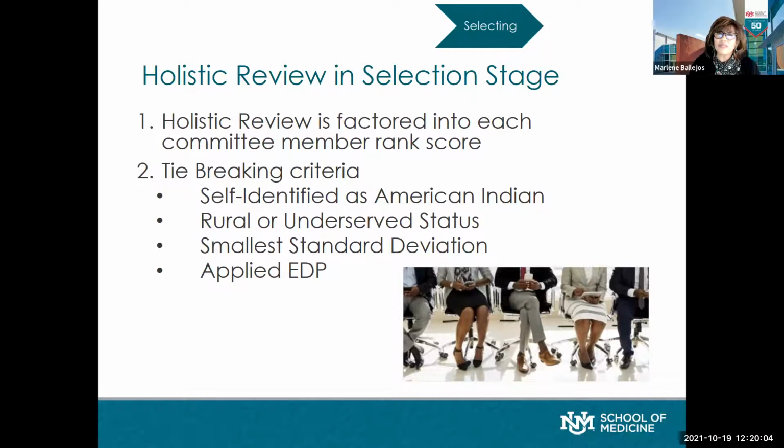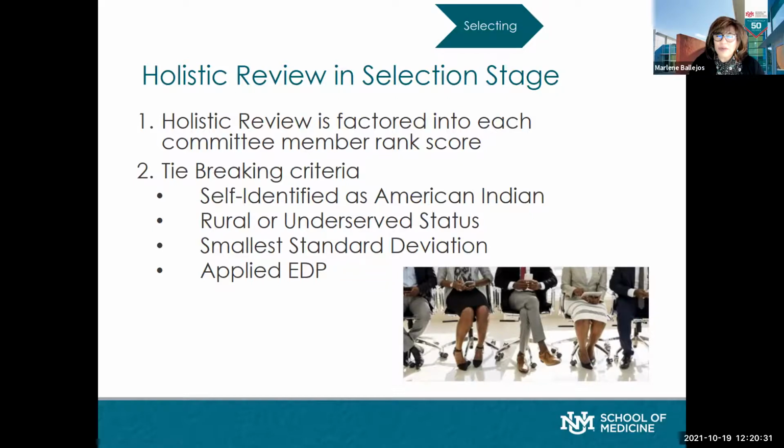And prior to every admissions committee cycle, we have tie-breaking criteria. We've had this tie-breaking criteria for many years, and it's almost identical every year. Basically we have many applicants who have exactly the same score at the time that we're going to select applicants. So we can have as many as 5 or 6 applicants with the exact same rank score.